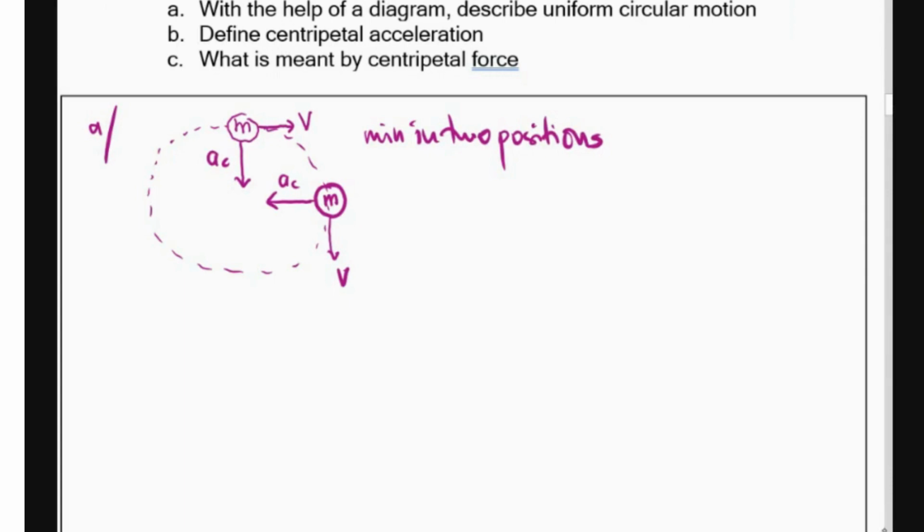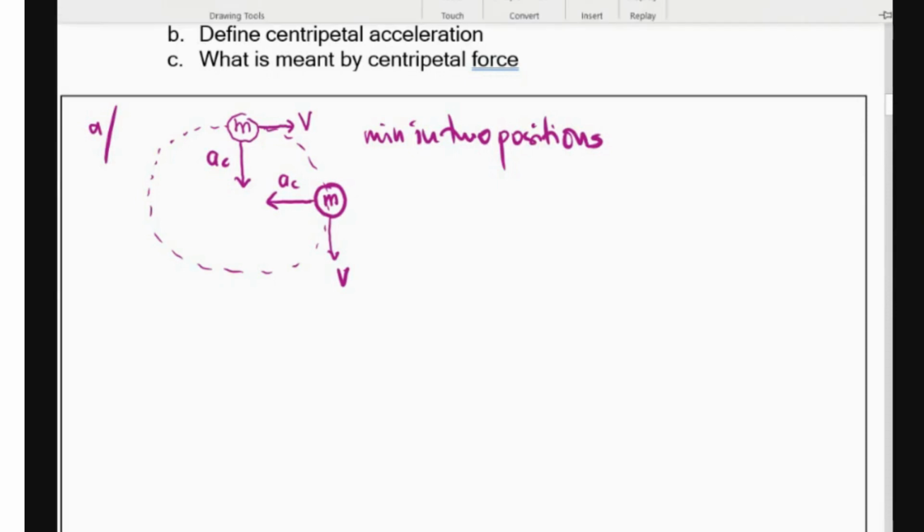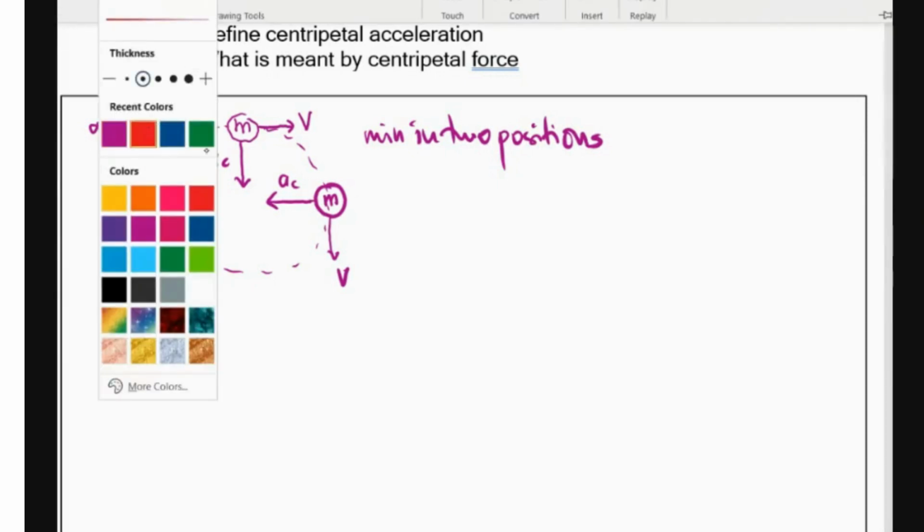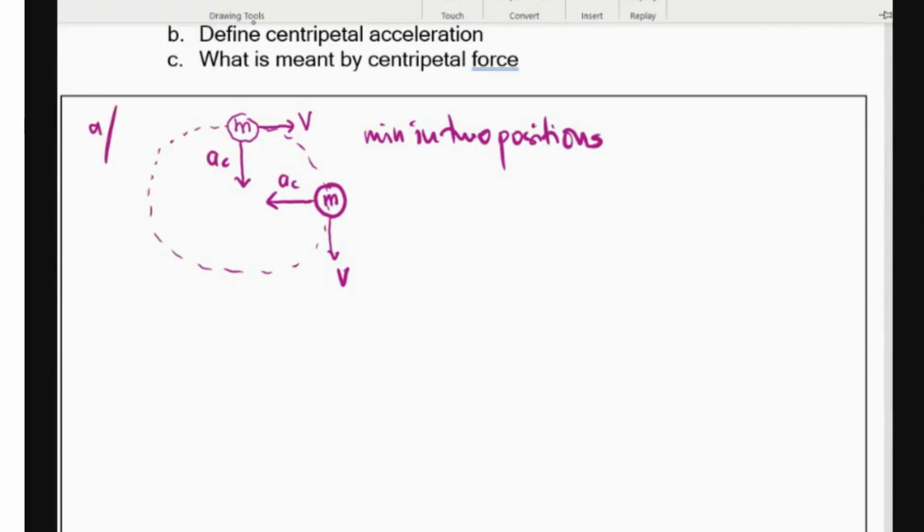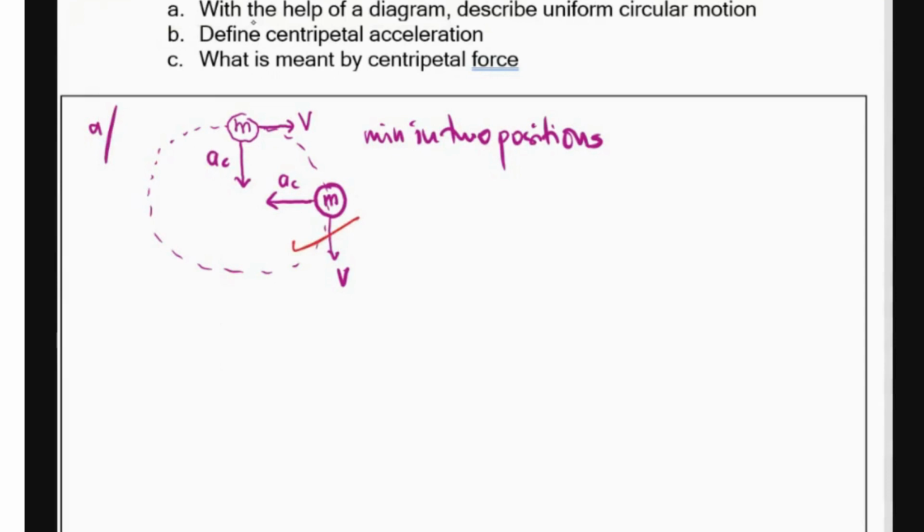And then the marks go if you label the V and the AC in a right angle triangle. The first mark is if you draw the V and AC in a right angle triangle, and you also show the circle and 2 positions of the object around the circle. So this is 2 marks for the exam.